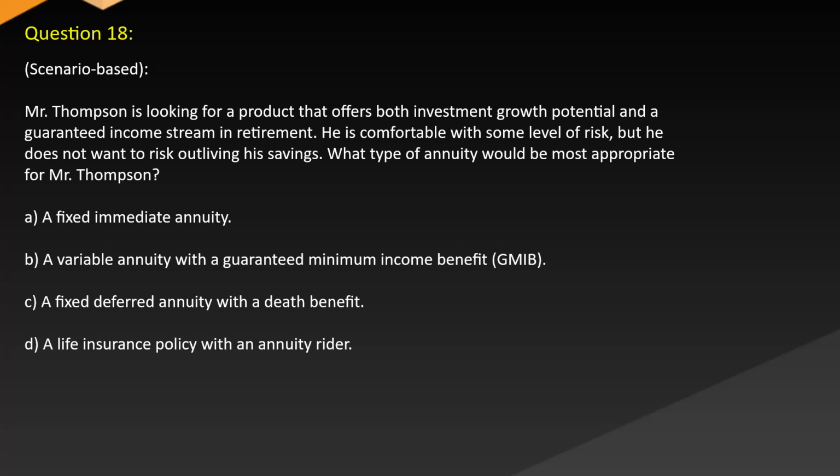Mr. Thompson is looking for a product that offers both investment growth potential and a guaranteed income stream in retirement. He is comfortable with some level of risk, but he does not want to risk outliving his savings. What type of annuity would be most appropriate for Mr. Thompson? A. A fixed immediate annuity. B. A variable annuity with a guaranteed minimum income benefit, GMIB. C. A fixed deferred annuity with a death benefit. D. A life insurance policy with an annuity rider.